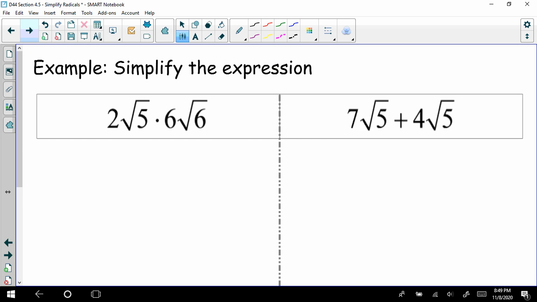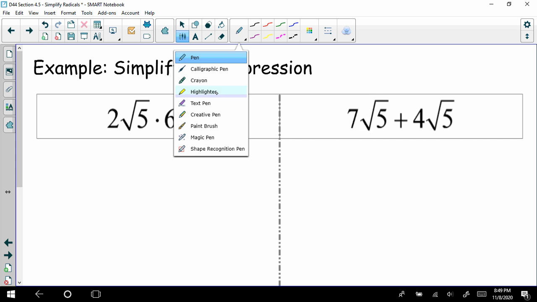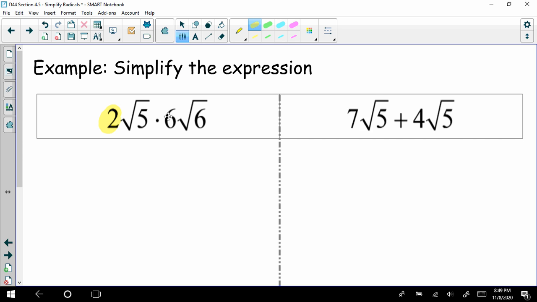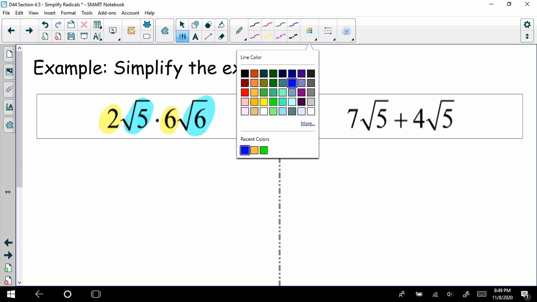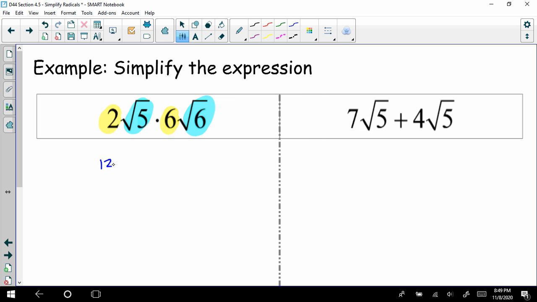Okay, our next series of problems, this next one is multiplying. What you're going to do here is multiply the coefficients together, and then you're going to multiply the radical pieces together. So 2 times 6 is 12, and radical 5 times radical 6 makes radical 30.